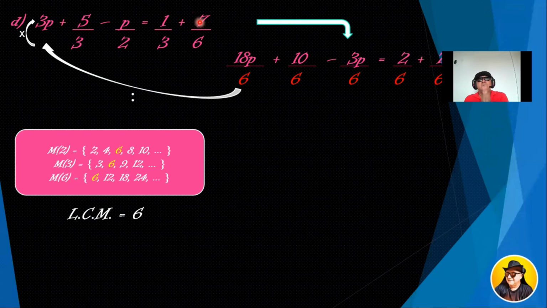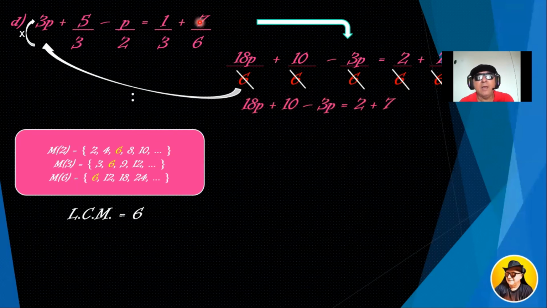Okay, finally we've come to that moment. Okay, we don't need the denominator 6 anymore. So, pachaco, pachaco, pachaco, pachaco, and pachaco. Okay, what remains? The numerators. 18p plus 10 minus 3p equals to 2 plus 7. Okay, so let's organize. This plus 10 comes to the right side of the equation. Okay, like this.